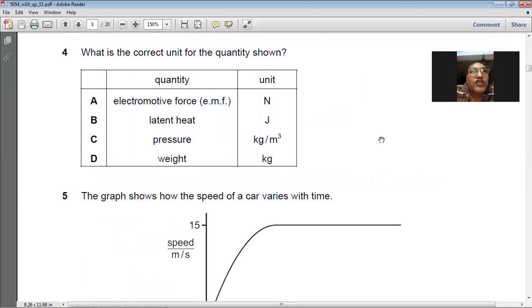What is the correct unit for the quantity shown? Electromotive force, its unit is volt. They have written Newton here, so that's wrong. Latent heat is measured in joules. That's the right option. Don't confuse it with the specific latent heat. C is pressure. Pressure is measured in Newton per meter square. And D is weight. Weight is measured in Newton. So everything except B is wrong. B is the right choice, because the unit of latent heat is joules. Question number 4, B is the right option.